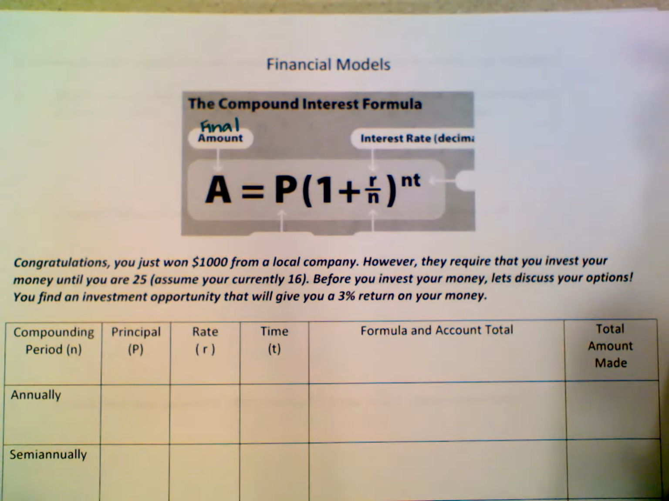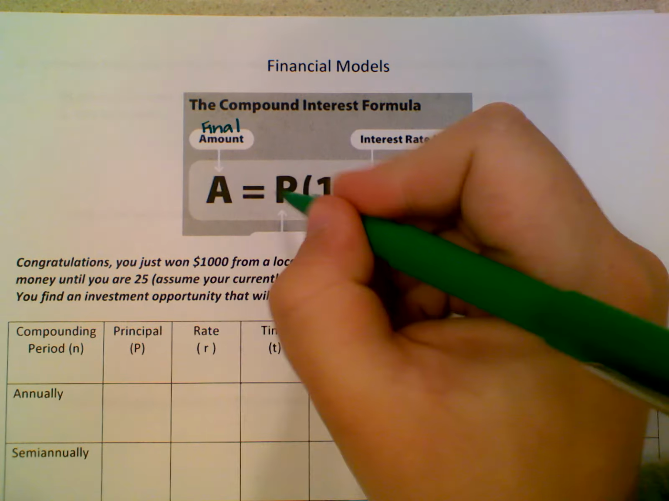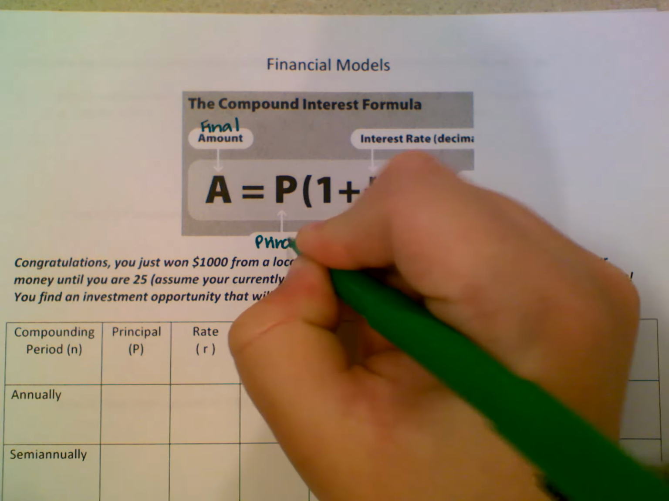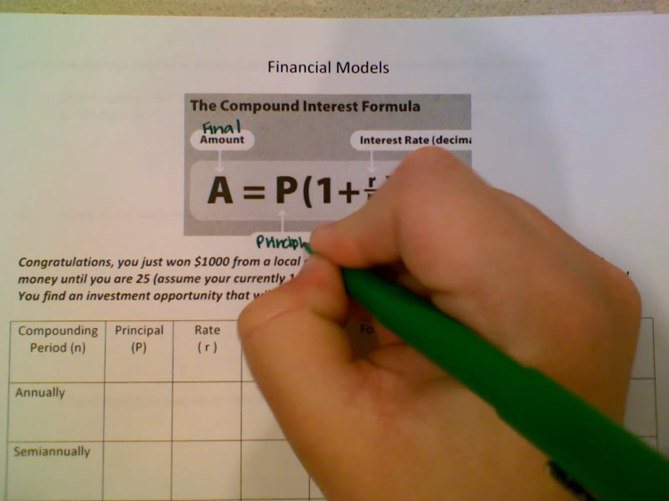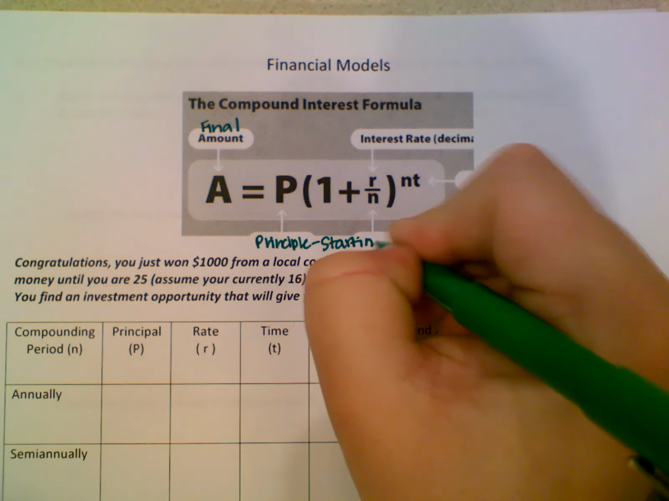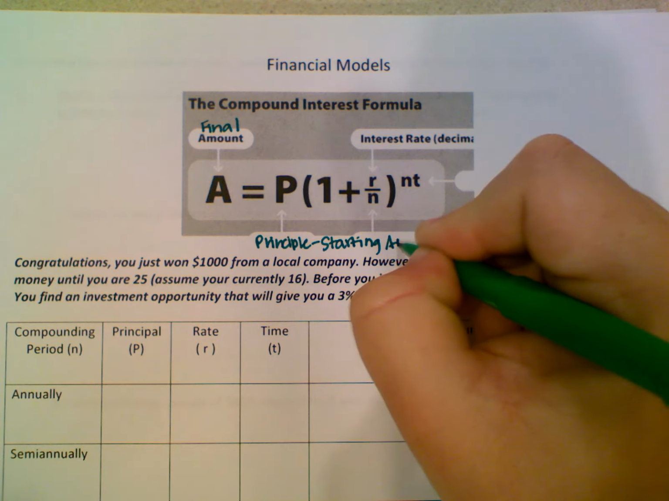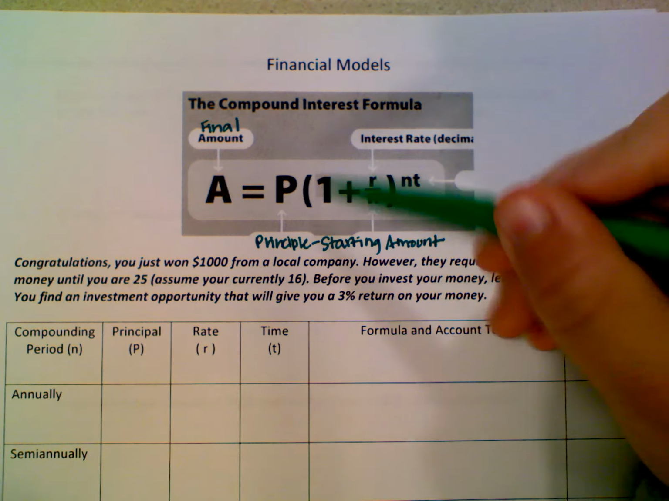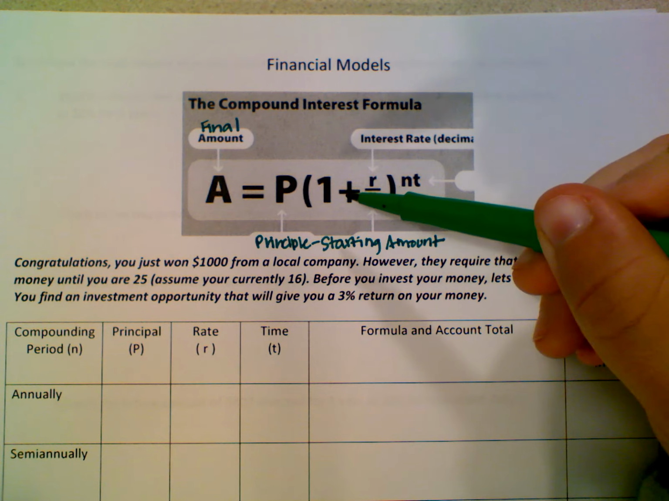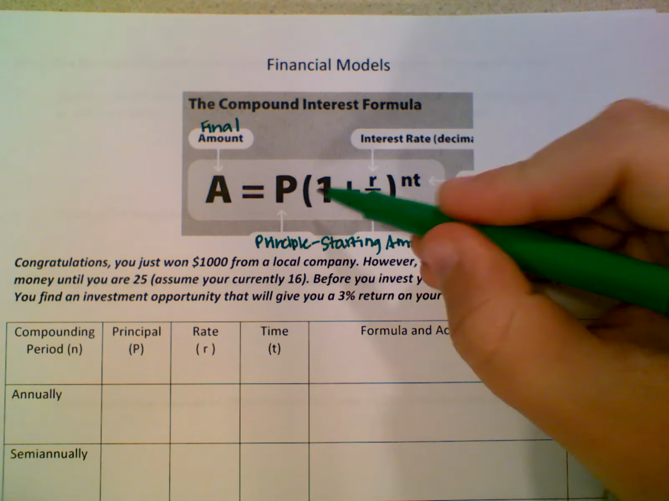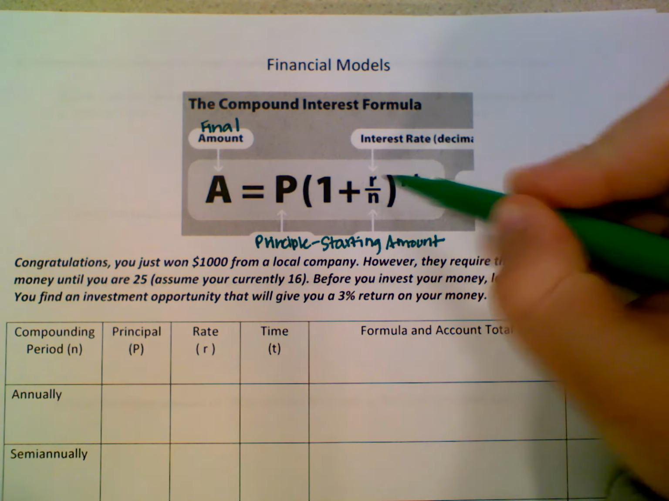So the final amount is equal to the principal. The principal is your starting amount. And then it times this kind of fancy formula. And when I say this fancy formula, what this really is, is 1 plus the rate times the time.